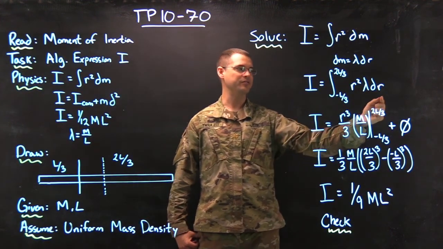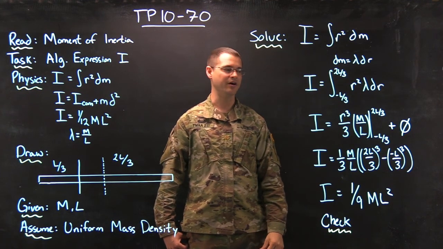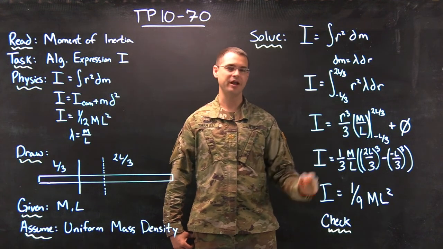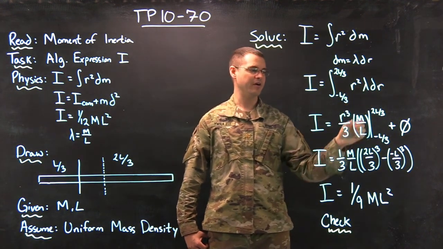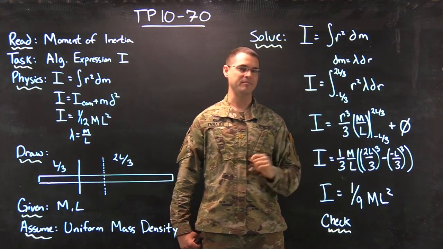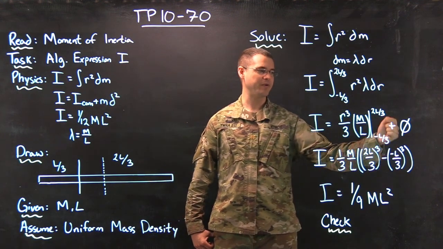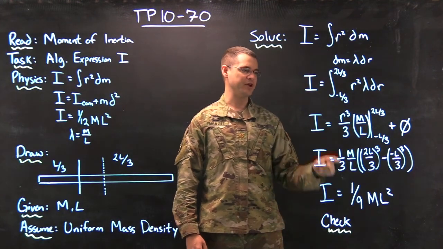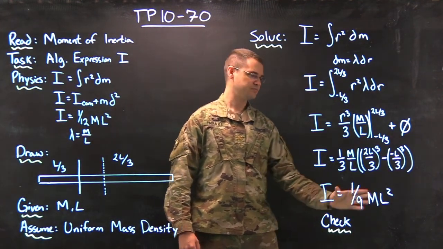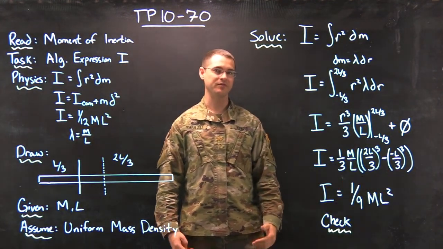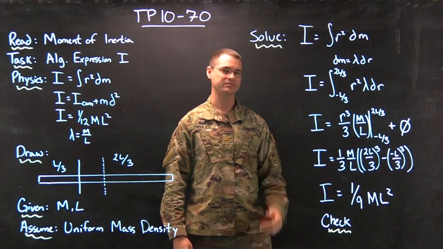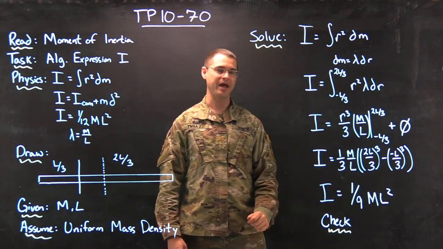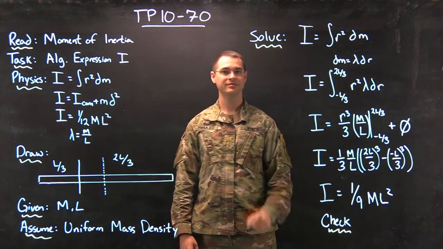Taking the integral in terms of our length element dr gives us the position vector cubed divided by 3 times our mass density, which is the mass divided by the unit length, and we have to evaluate across our limits of integration. Substituting our limits of integration into our expression gives us the following expression for our moment of inertia. And evaluating that expression gives us 1/9 times the mass times the length squared. Let's check it.